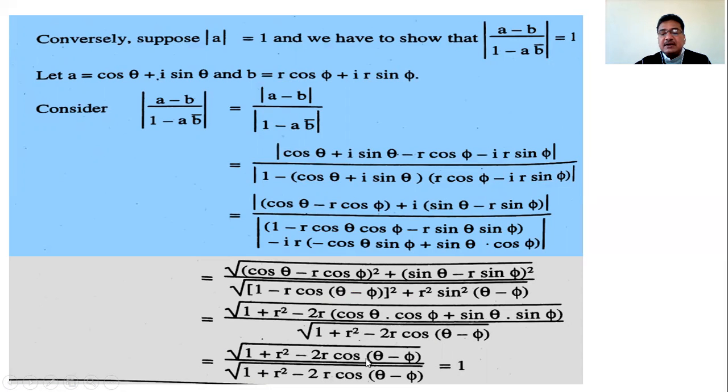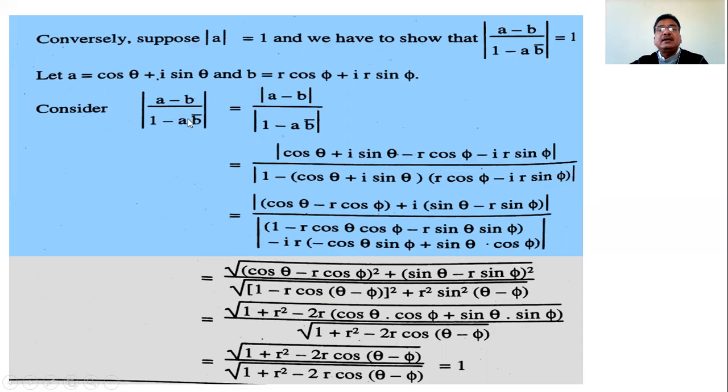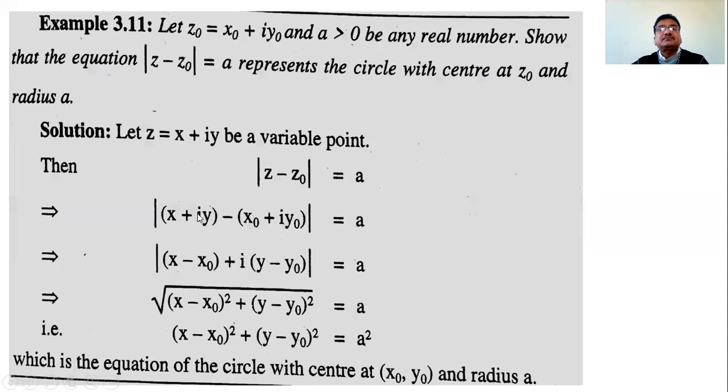So we have similar terms in the numerator and denominator, and therefore their division is 1. So this is the second part of the example. In the first part, assume this and prove mod a is 1 or mod b is 1, and in the second part, assume mod a is 1, and then we have this, that is, the value of this quantity is 1.